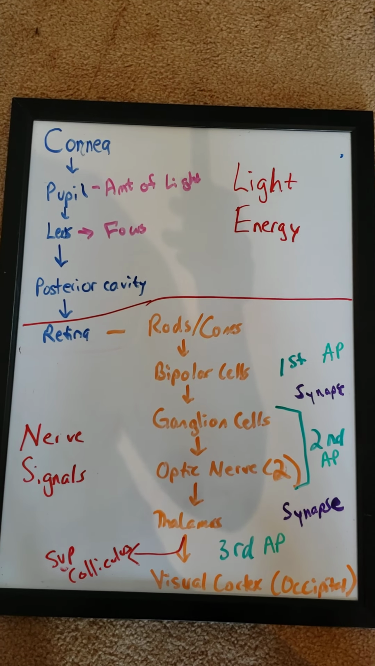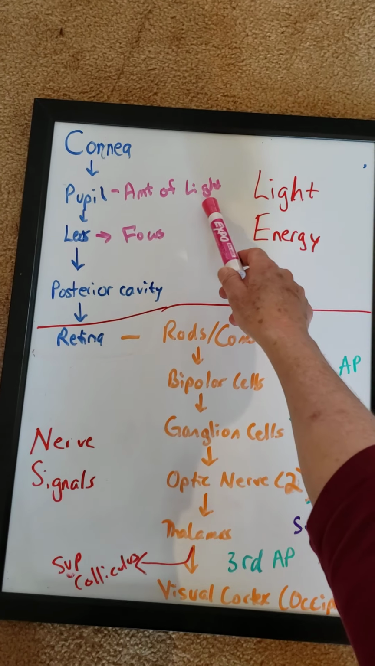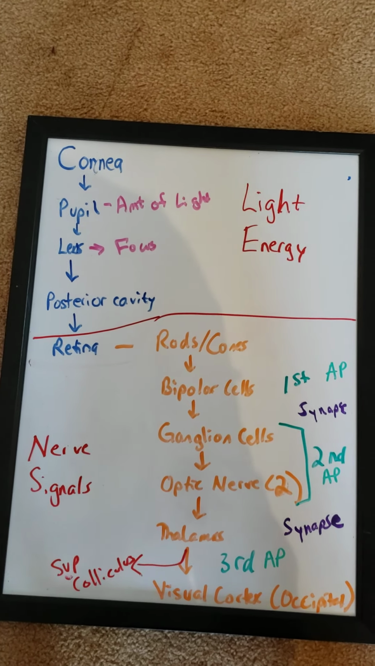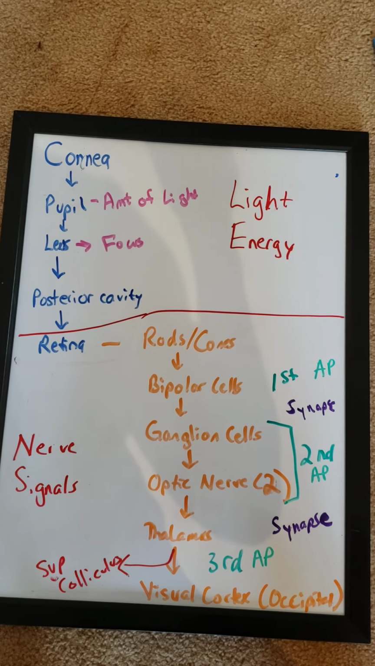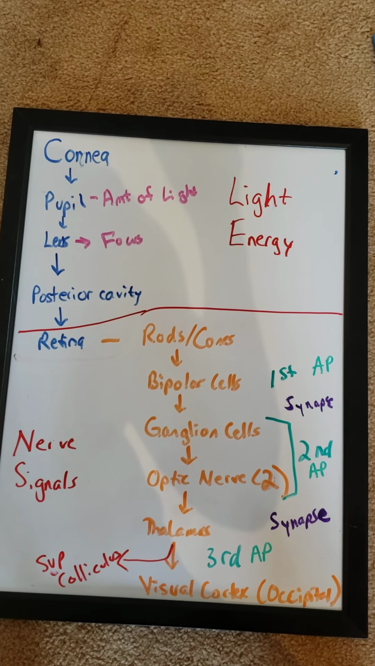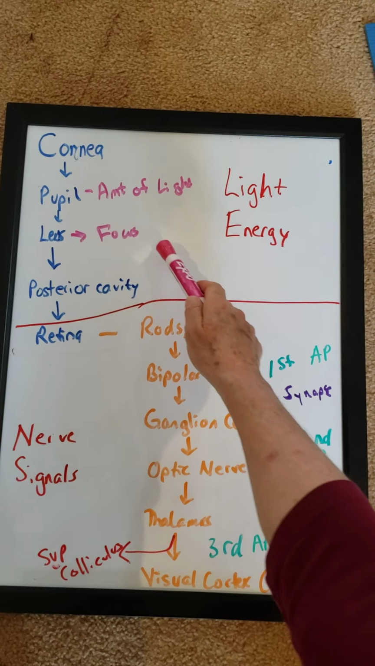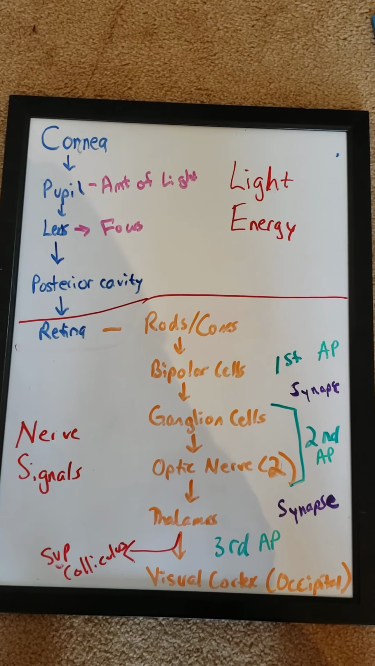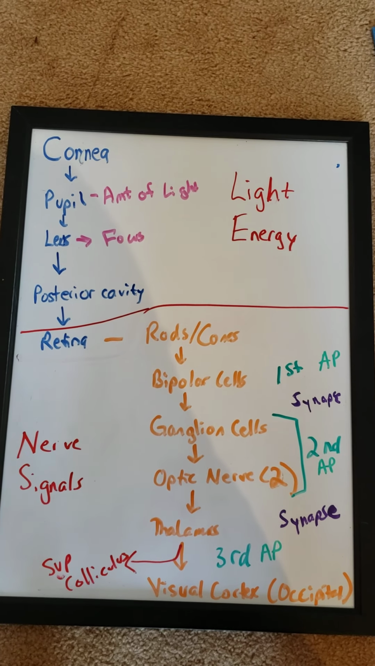And the two things you absolutely don't want to confuse: the pupil controls the amount of light entering the eye. Smooth muscle adjusts the size of the opening so more or less light can get in. And then the lens changes shape to focus the light on the retina.